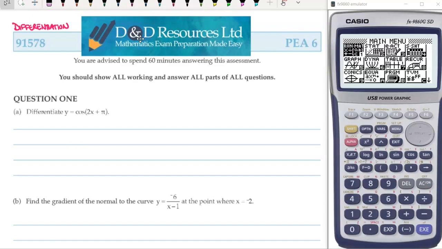So we're on the differentiation booklet, which is for standard 91578, and this is the last paper in that booklet, Practice External Assessment number 6.